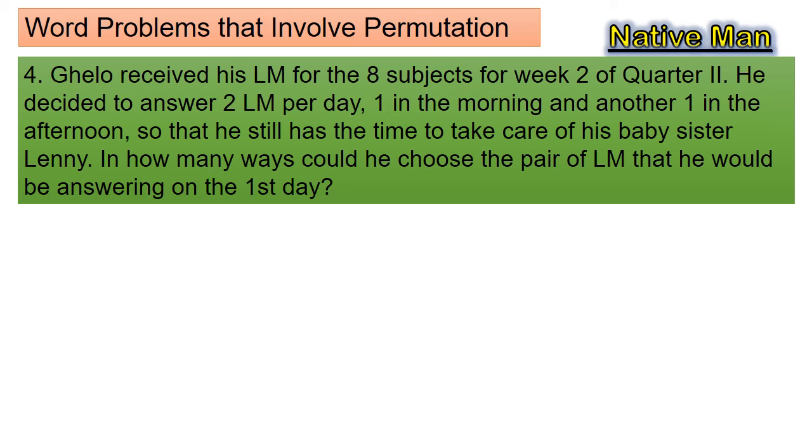So, 8 subjects. Okay? Actually, ito po ay regular permutation. Ang n lang po natin dyan ay yung 8 subjects, yung total number of subjects, that is 8. Ano po yung r natin, or yung taken r at a time? 2 po yung kanyang pipiliin for the first day. So, ilang number of ways ang kanyang pagpipilian. Given po tayo, n is equal to 8, and then r, of course, is equal to 2. Kailangan 2 yung kanyang sasagutan sa maghapon.